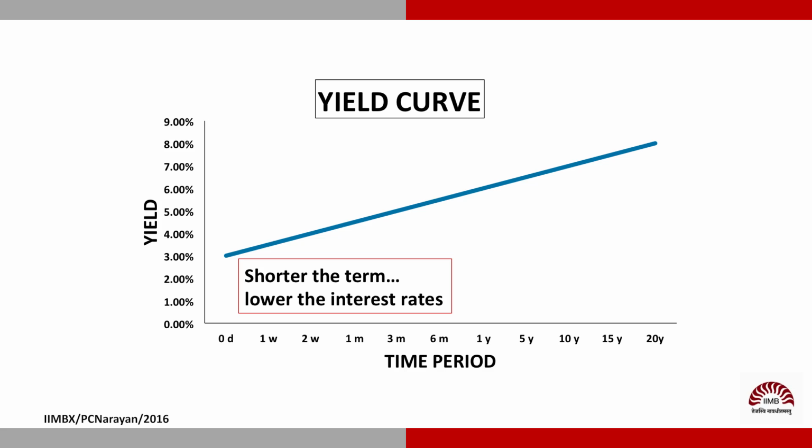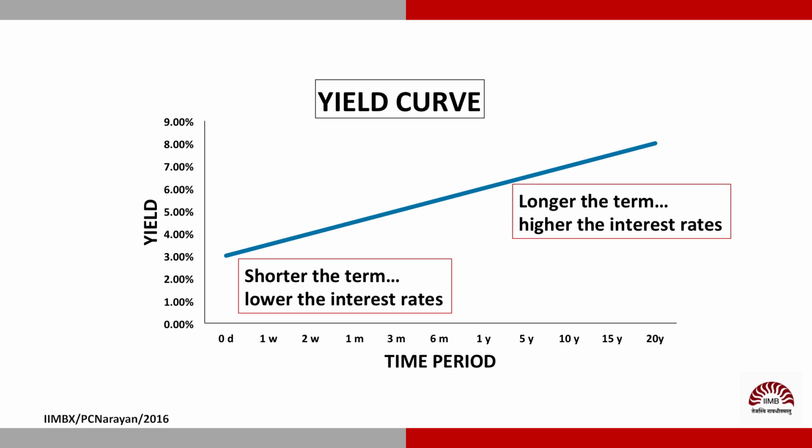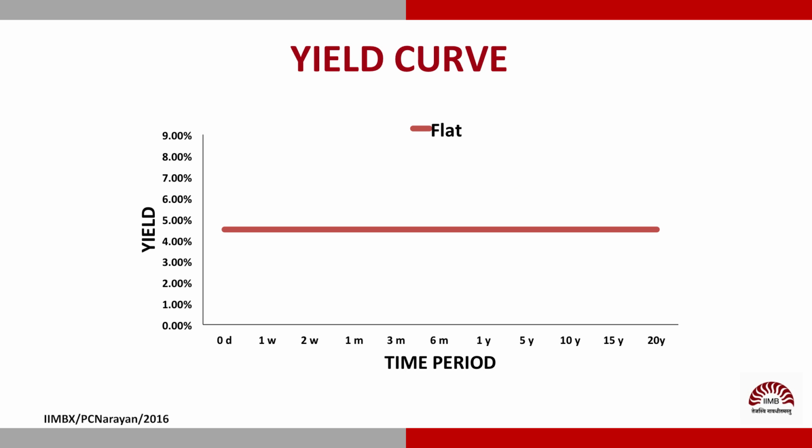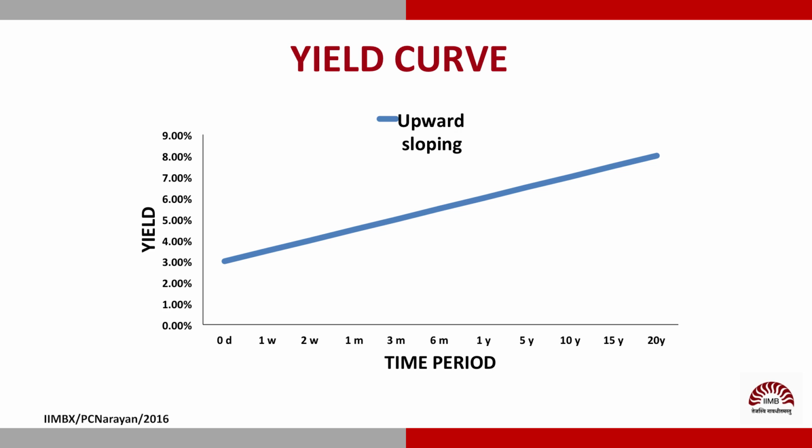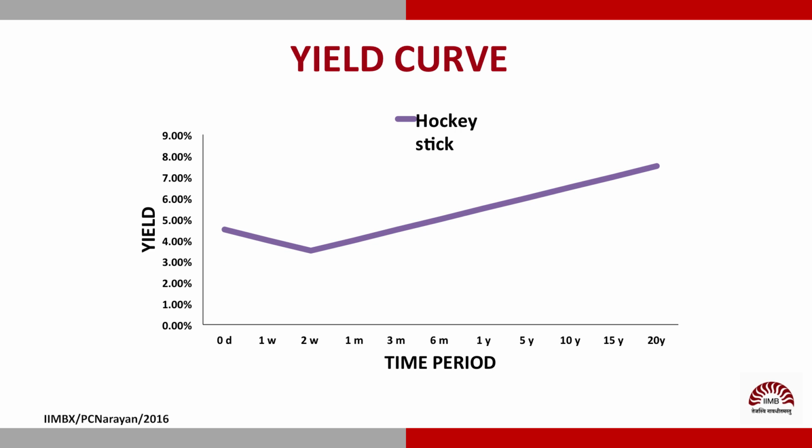Intuitively, the yield curve should be upward sloping because, as you will already know based on your experience in dealing with your own personal finances, shorter the term, lower the yield or the interest rates, and longer the term, higher the yield or the interest rates. Sometimes the yield curve could be flat, sometimes it could be downward sloping, sometimes it could be upward sloping, and sometimes it could take the shape of what we call a hockey stick yield curve.